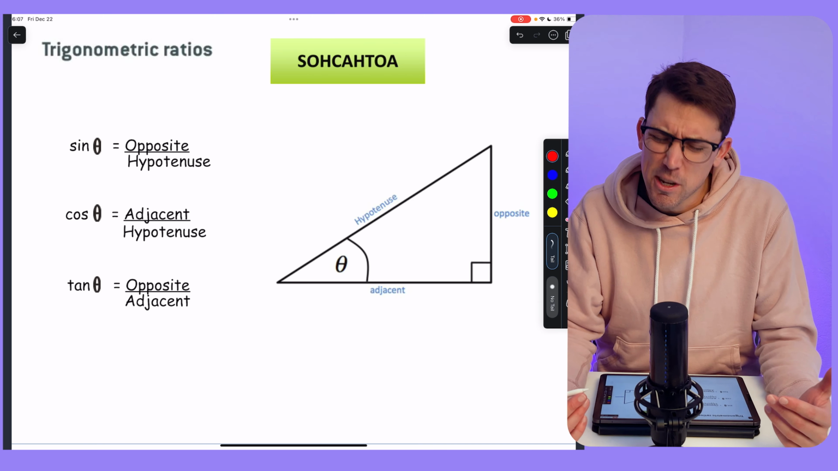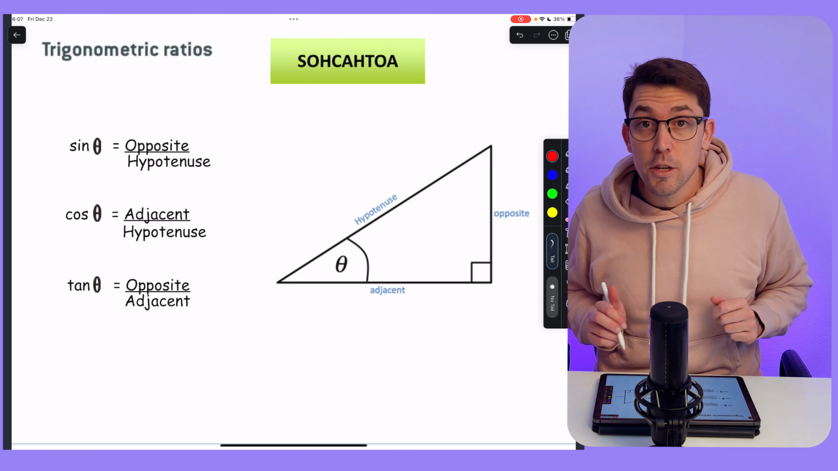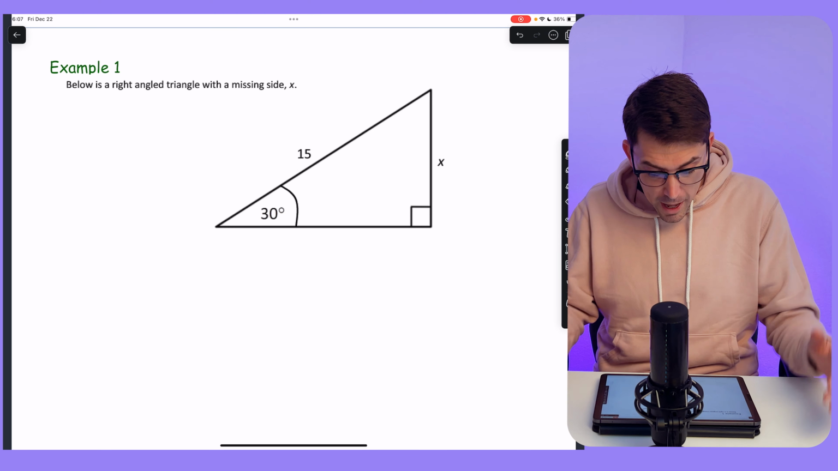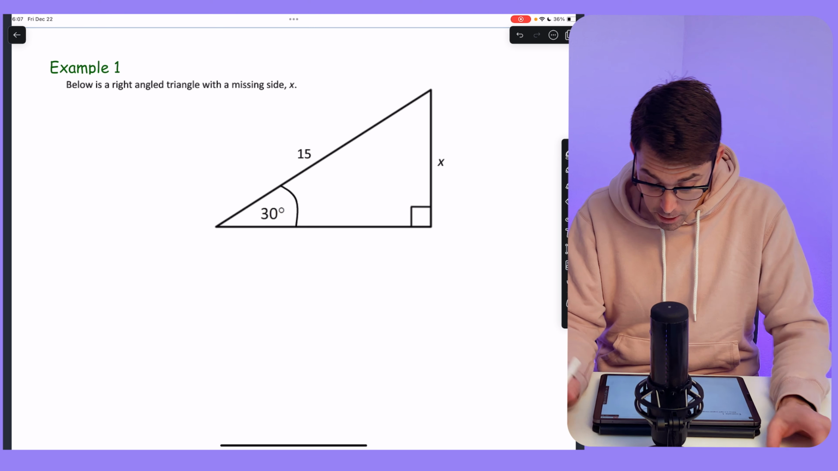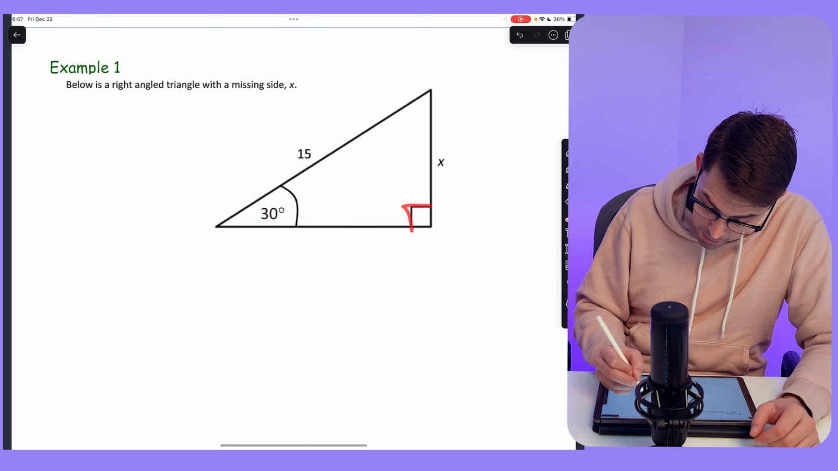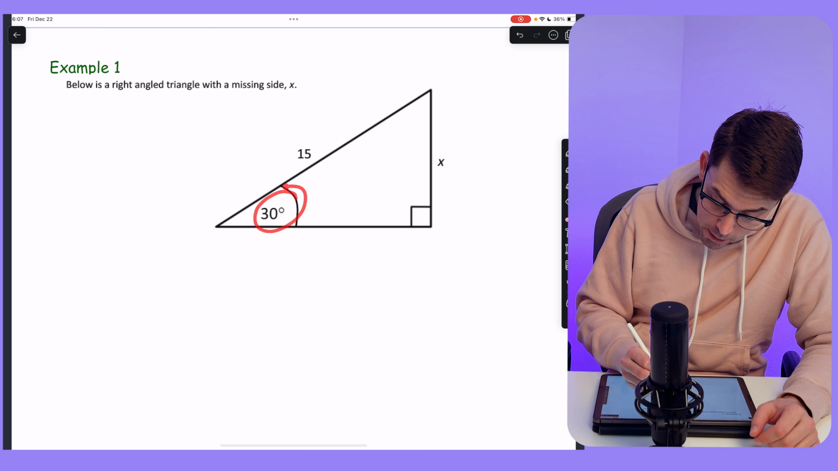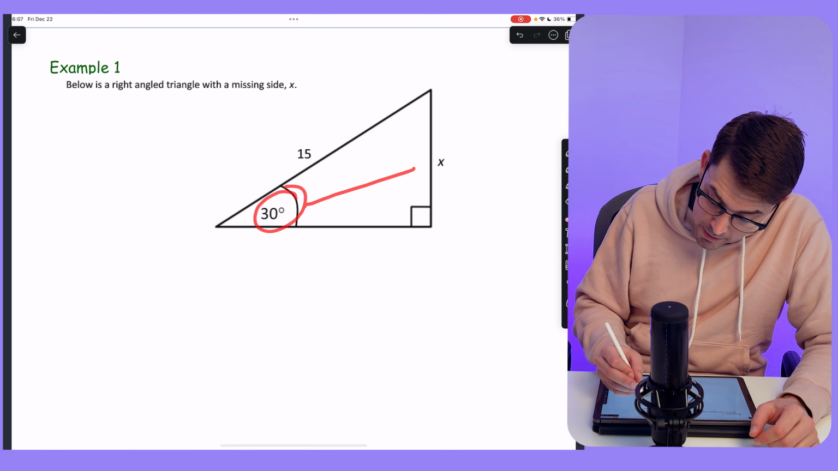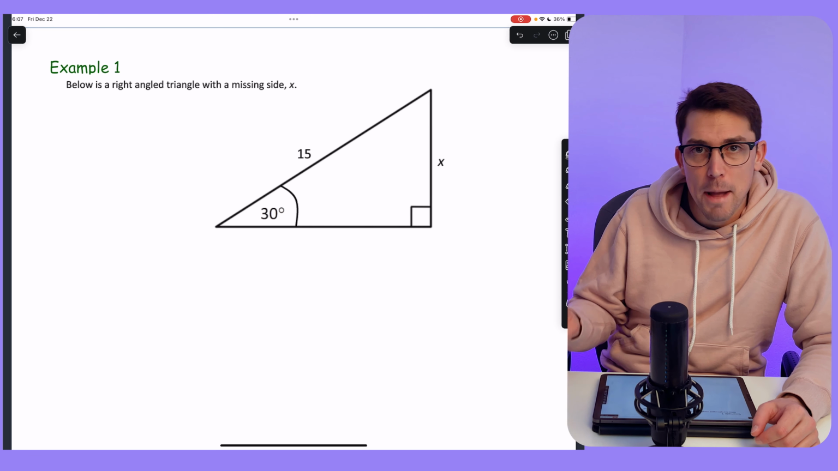So again, this might seem pretty easy. You might be thinking, but what does this actually look like when it comes to numbers and values and problems? So let's jump right in and take a look. Below here, we have a right angle triangle with a missing side x. Let's find that side. Here's my 90-degree angle. That is my hypotenuse. Here is my 30-degree angle. And what is the value of x? It is the opposite side. So I'm looking for opposite and hypotenuse.